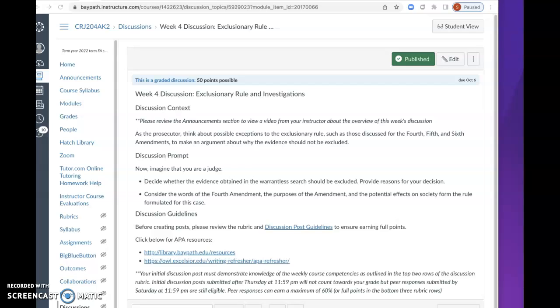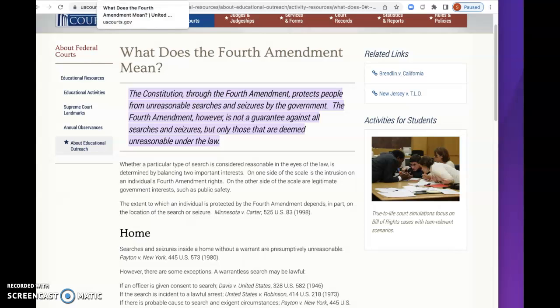First, we need to know what the exclusionary rule and investigations mean. We need to know what the Fourth Amendment means. In this one, they want you to know the Fourth, Fifth, and Sixth Amendments. But in deciding all of this, we first need to look at the Fourth Amendment. So I put this up here. What does the Fourth Amendment mean?